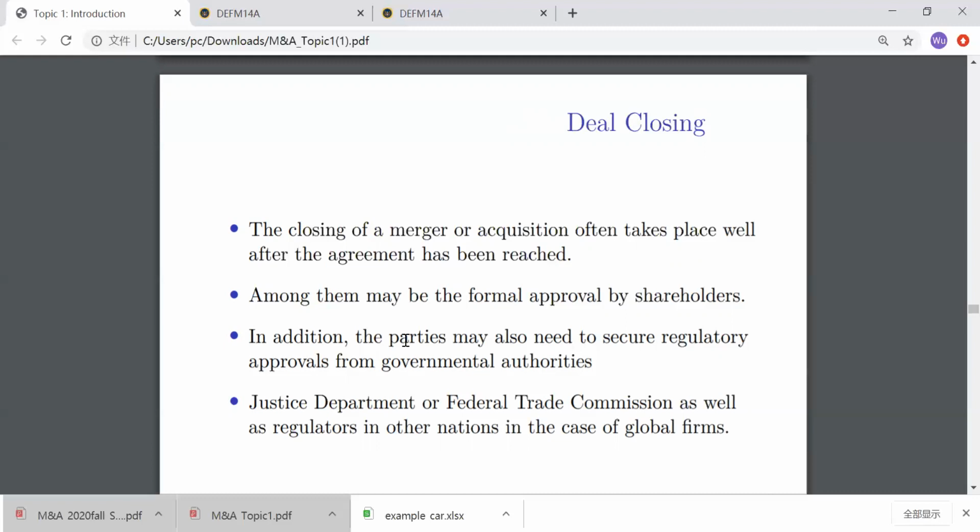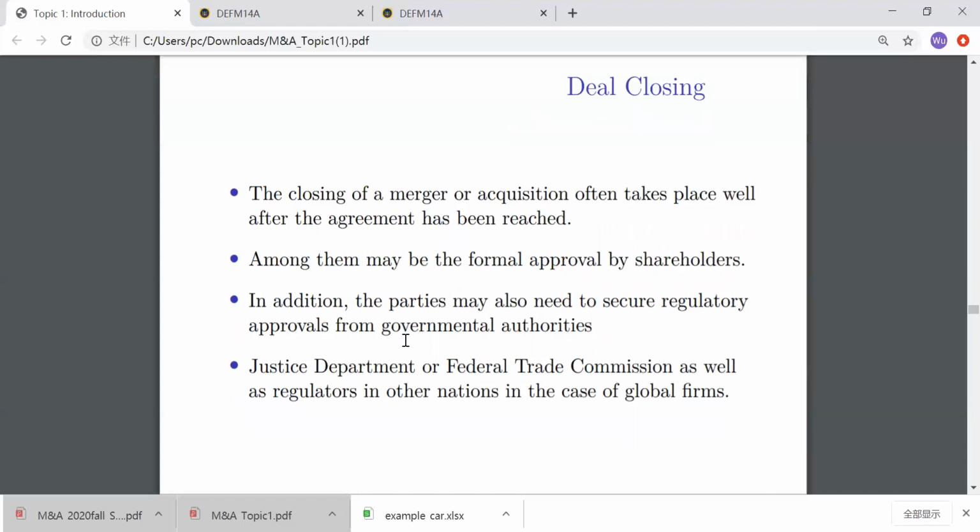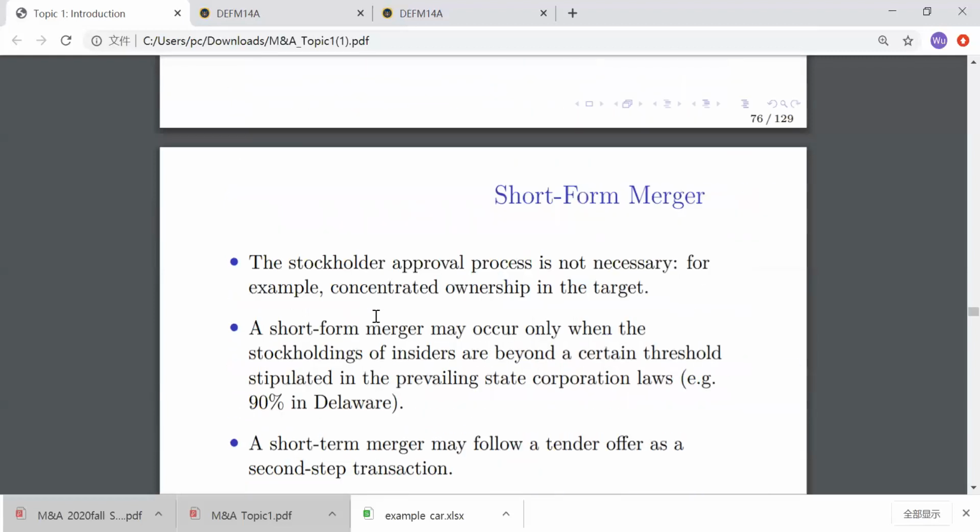In addition, regulatory authorities have to approve the deal, right? For example, the antitrust authority has to approve the deal to make sure that this deal does not create any antitrust concerns and does not harm shareholders or consumers, right? So that's the idea. And what are the regulators here? They are typically the Justice Department or the FTC, the Federal Trade Commission, right?